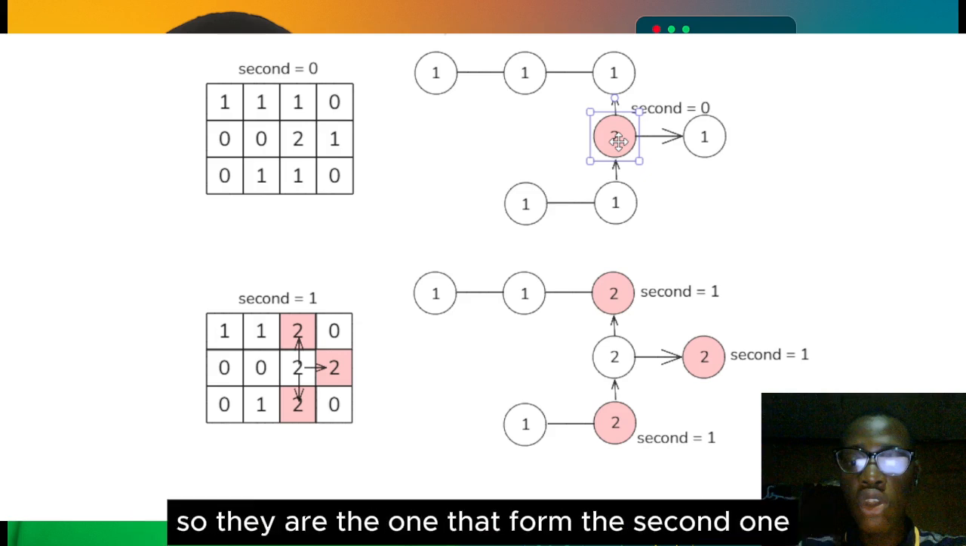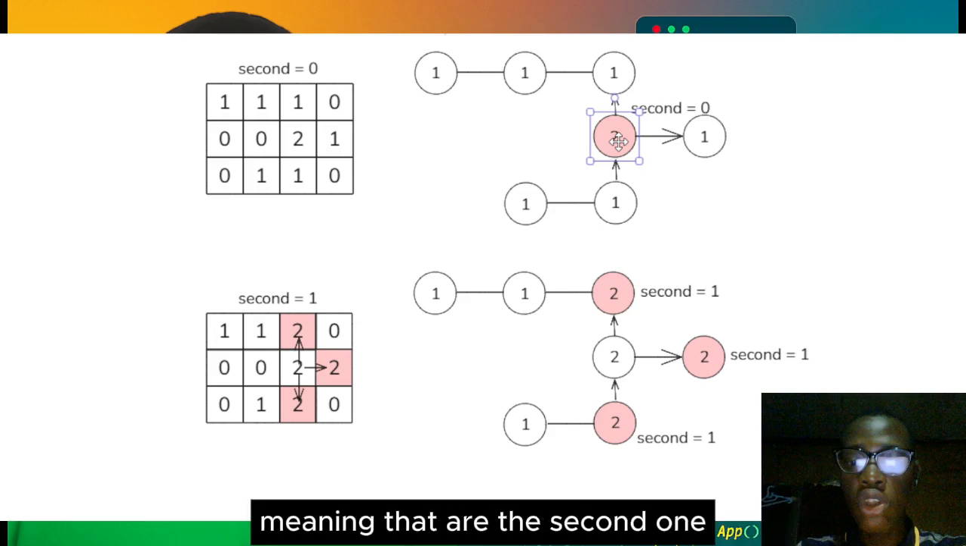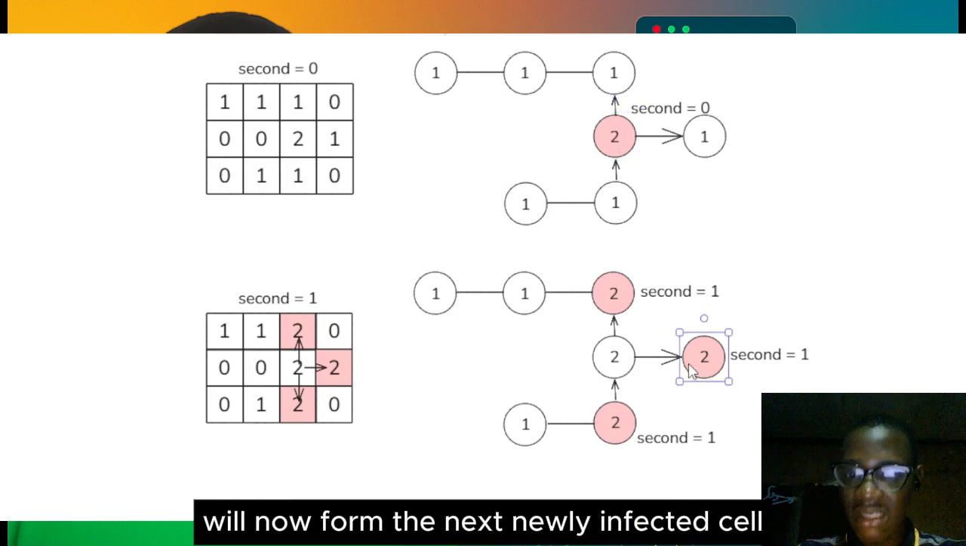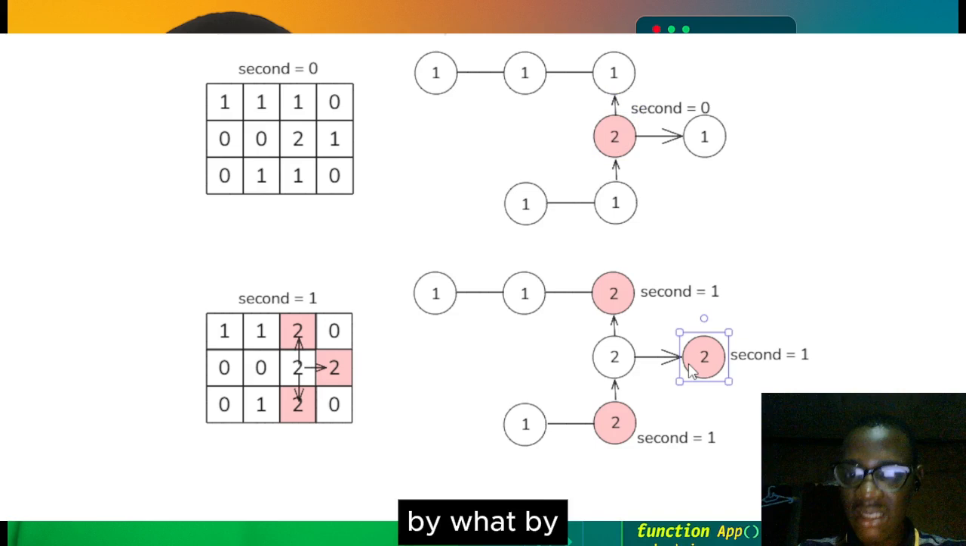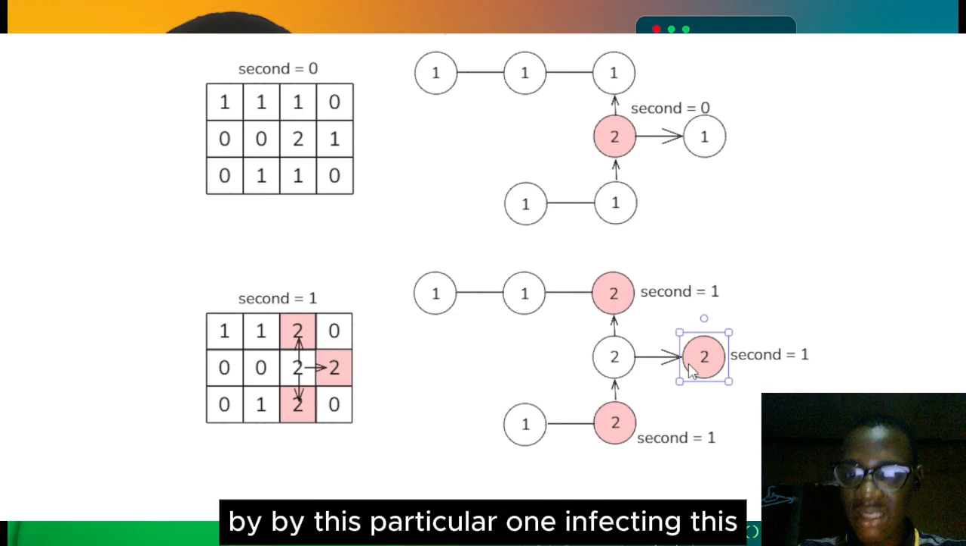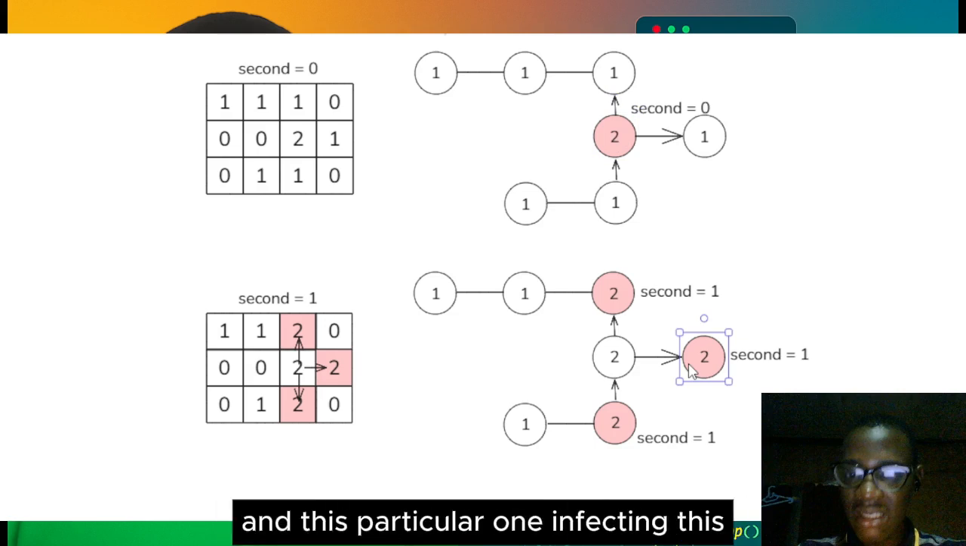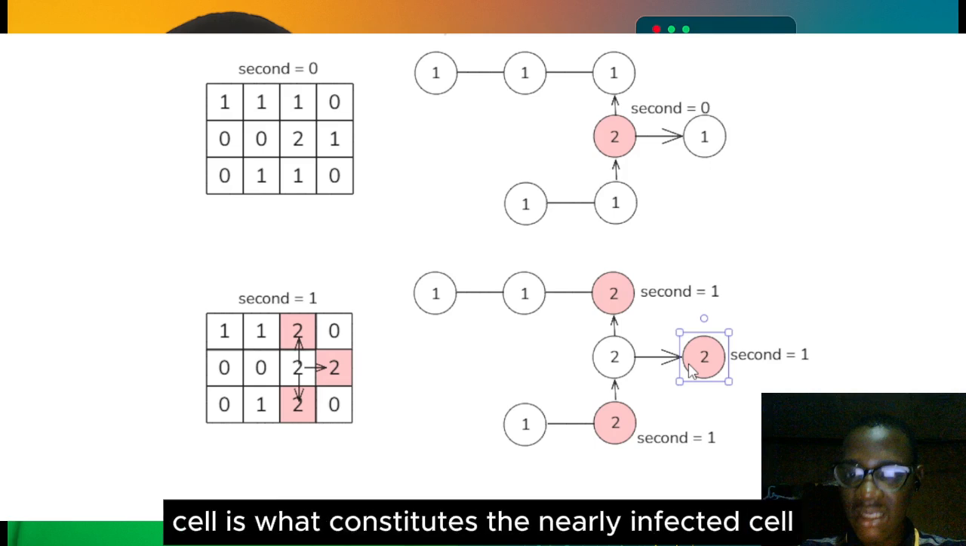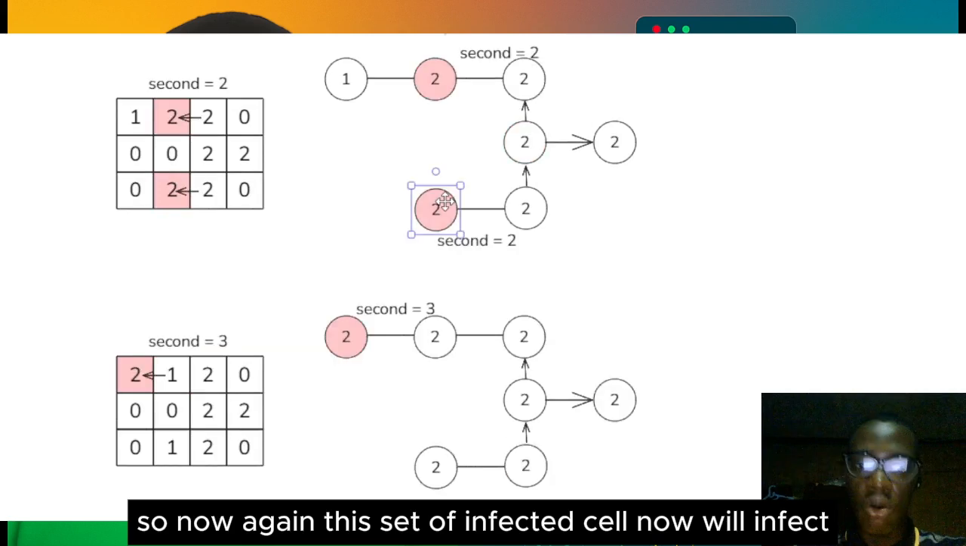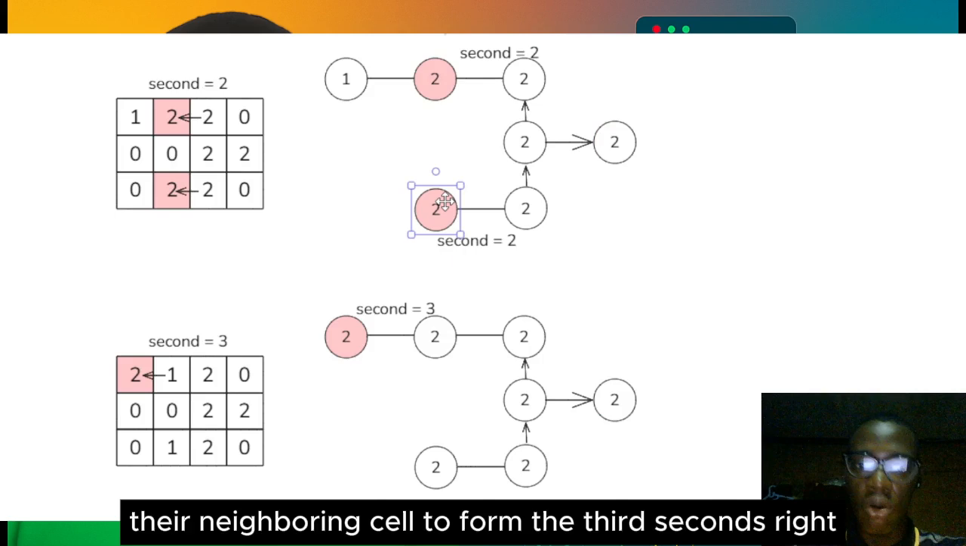So they are the ones that form the second one, meaning that at the second one, these are the newly infected cells. Now these newly infected cells will form the next newly infected cells by what? By this particular one infecting this and this particular one infecting this, in such a way that at second 2 we now have 2 newly infected cells, meaning that these 2 newly infected cells are what constitute the newly infected cells. So now again, this set of infected cells will infect their neighboring cells to form the third sequence, right?